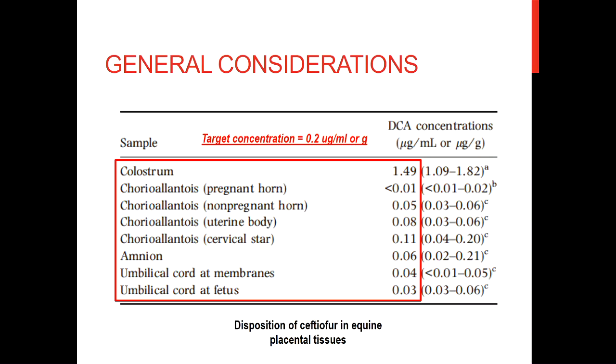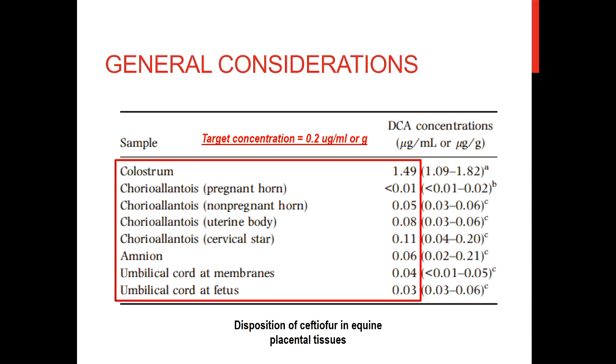Okay. So if we look at concentrations of, in this case, a ceftiofur metabolite in colostrum, chorioallantoic tissues, the amnion or the umbilical cord, the target concentration is 0.2 micrograms per mil or gram, depending on what matrix we're looking at. All right, if I had Strep zoo in the mammary gland of that mare, ceftiofur in this case would be a reasonable choice. I can get there at relatively high levels. All right. But remember, I'm dealing with the placental tissues.